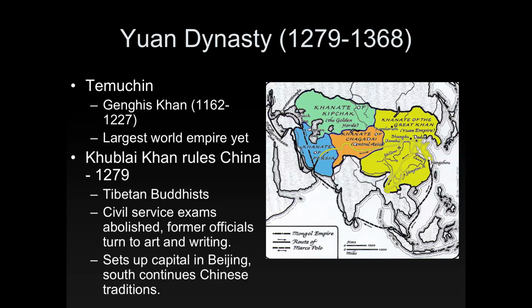Foreign officials turn to art and writing. And there's this kind of impression in later Chinese history that this time happened because too many educated people were concerned with frivolous things. And again, I'm not stating the truth of that. I don't believe that's so. But it's the way that Chinese history is organized. It'll help us to understand what some of the art being done after this period is about. So the Khanate sets up a capital in Beijing, which is the modern day capital of China. And the South continues some Chinese traditions.